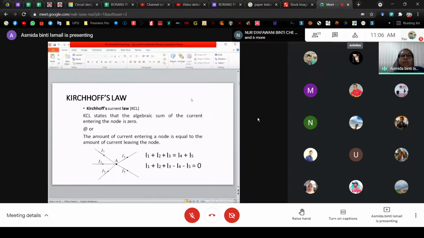This is a Kirchhoff law. I already told you before. Kirchhoff current law states that the algebraic sum of the current entering the node is zero, or the amount of current entering a node is equal to the amount of the current leaving the node. Benda ni saya dah pernah bagi tahu sebelum ni. Contoh pun dah pernah tunjuk. So this is the Kirchhoff current law.